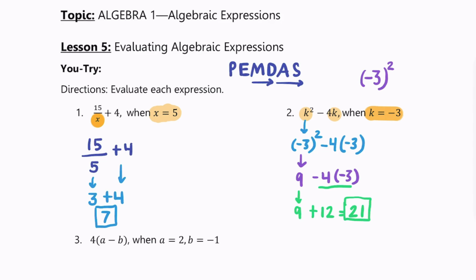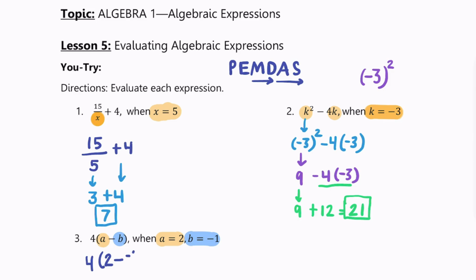Okay. Number 3, we have 4 parentheses a minus b. So we are going to have to substitute in a is equal to 2, they're letting us know, and b is equal to negative 1. So we have to do a substitution for both a and b. So I'm going to bring down that 4, bring down those parentheses. A is 2, so I'm going to substitute 2 in. Remember, I'm going to write that minus sign, and then b is negative 1. So I'm going to write negative 1 and then close that parenthesis.